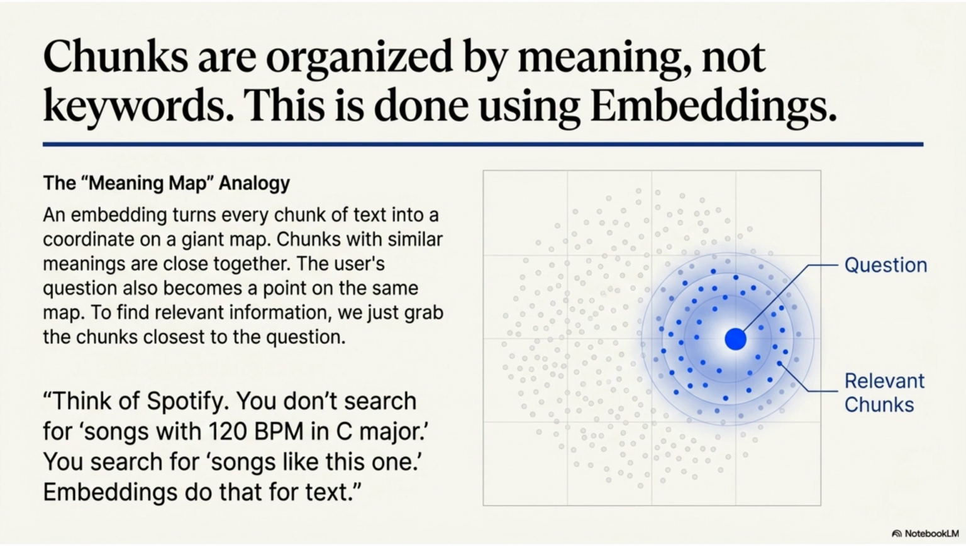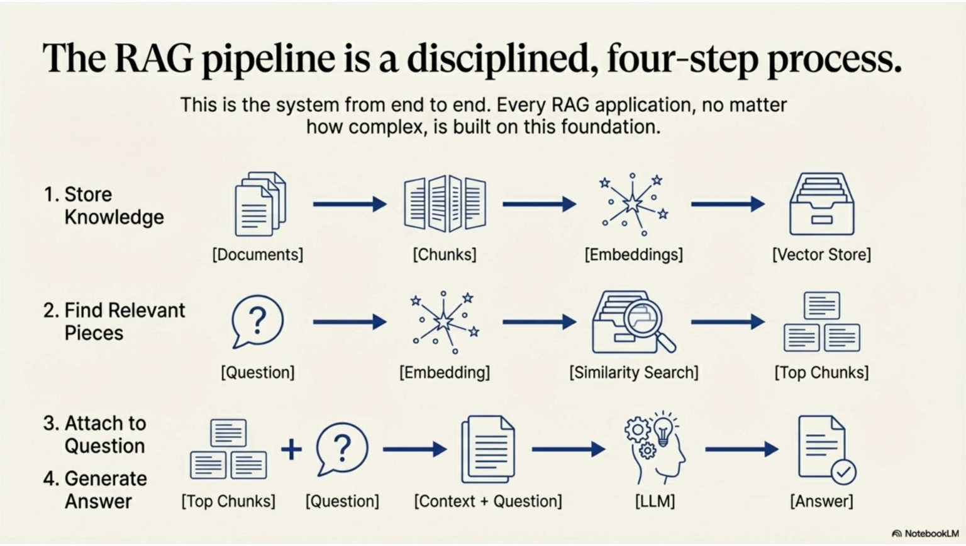Chunks are organized by meaning, not keywords, using embeddings. An embedding turns text into a coordinate on a meaning map, grouping chunks with similar meanings. The user's question also becomes a point on the map. We then find relevant information by grabbing the chunks closest to the question, similar to searching for songs like this one on Spotify.